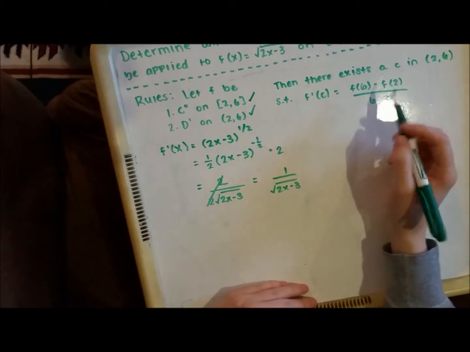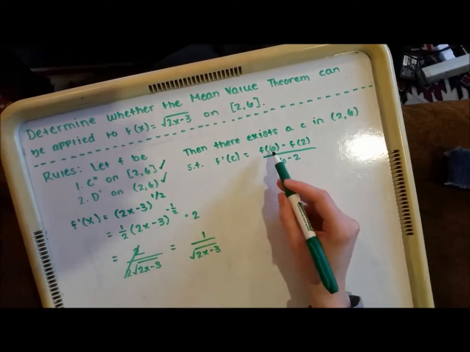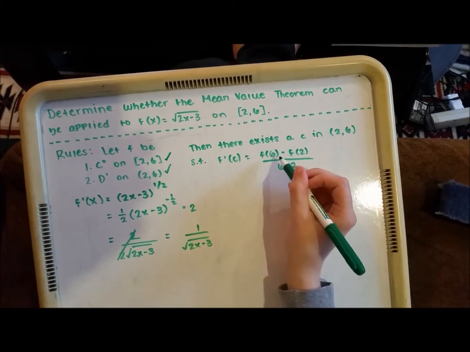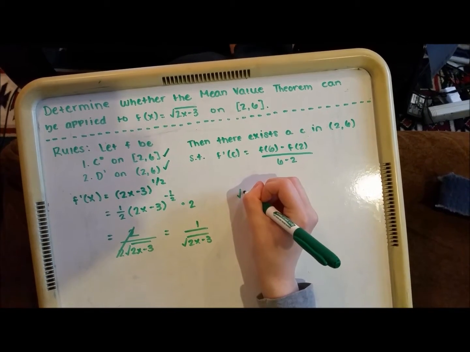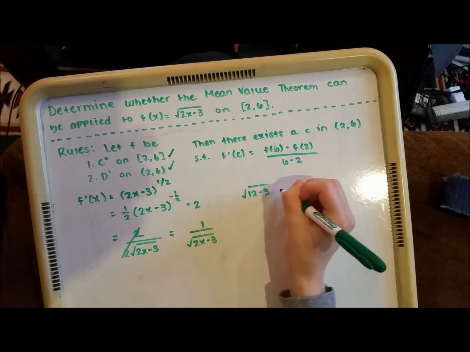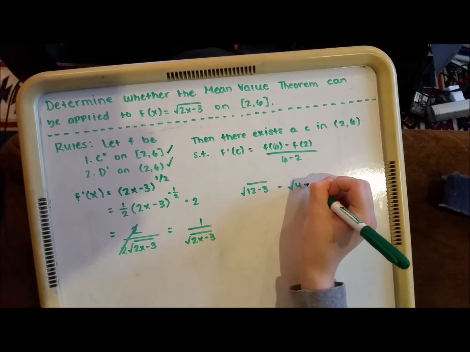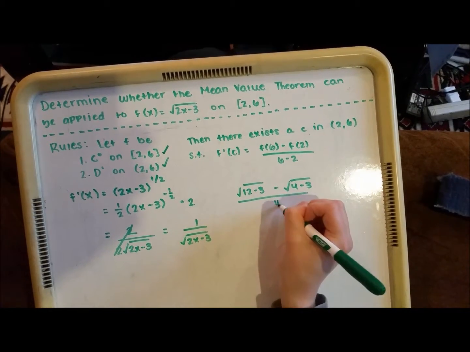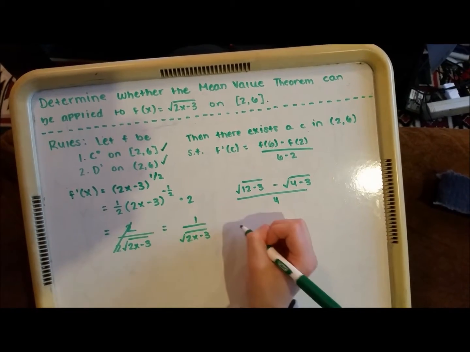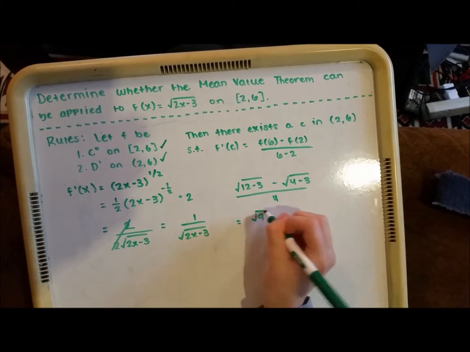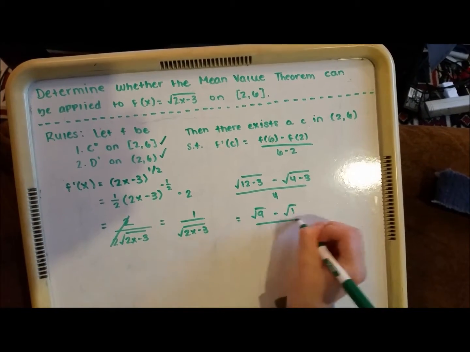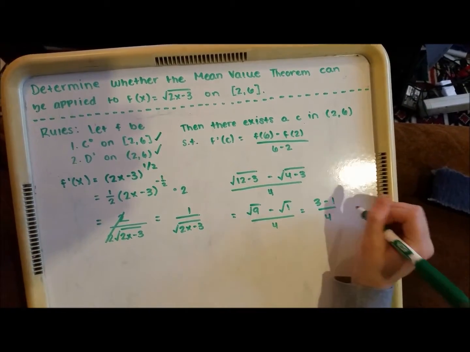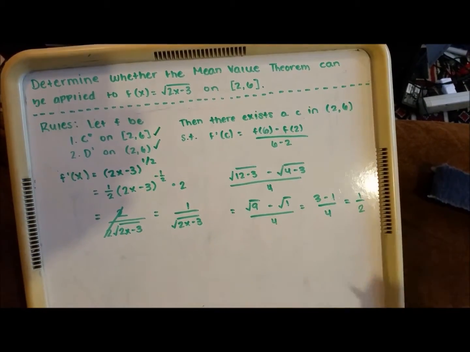We then want to find our value of the secant line by plugging in our a and b. So for f(6), we have the square root of 12 - 3 minus the square root of 4 - 3, over 6 - 2, which is just 4. This then becomes the square root of 9 minus the square root of 1 over 4, which equals 3 - 1 over 4, which is just 1/2.